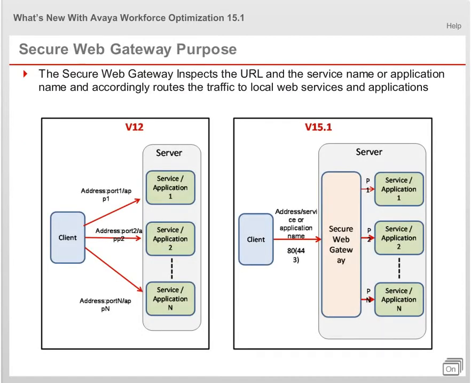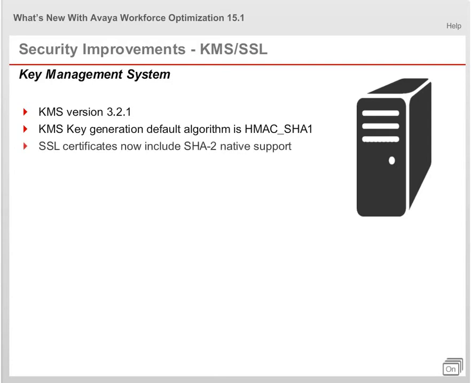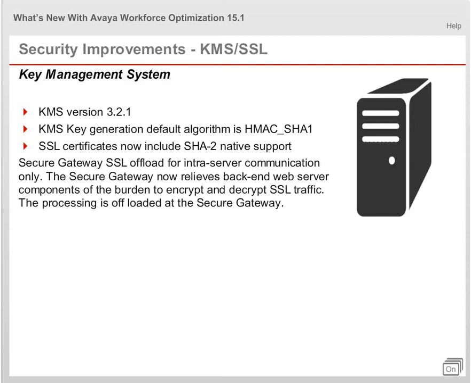The Secure Gateway will inspect the request URL, specifically the service name or application name, and routes the traffic to local web services and applications. The key management system has been updated to version 3.2.1, and the default encryption algorithm is set to HMAC SHA-1. SSL certificates now support SHA-2. With the introduction of the Secure Web Gateway, handling of SSL requests has been offloaded from the backend web server components to the new Secure Web Gateway.